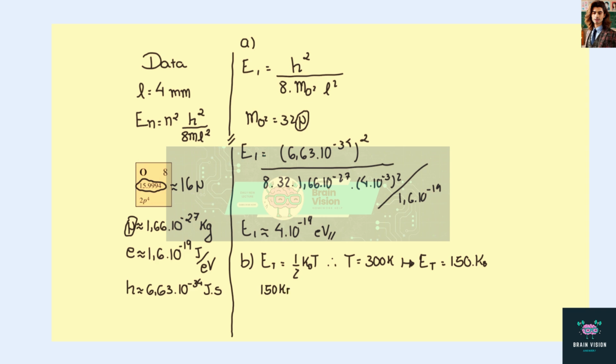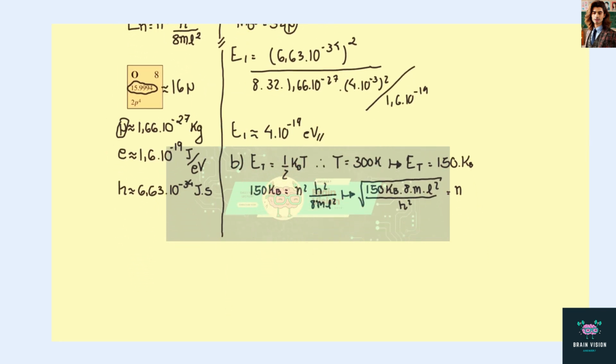This gives us the following: 150 k_B is equal to n squared h squared divided by 8 m L squared. Solving for n, we get 150 k_B times 8 times m times L squared divided by h squared is equal to n squared, and then we have the square root of everything here. As the next step, we have to simplify that square root, and we can do so as follows.